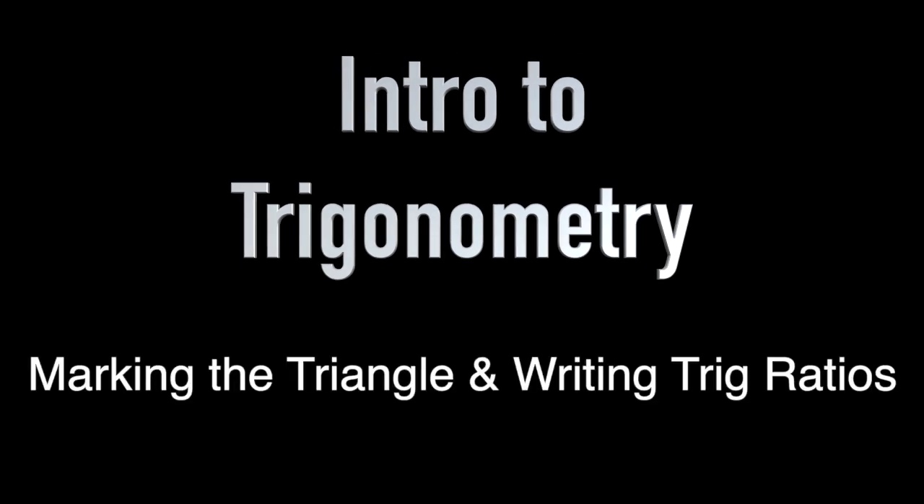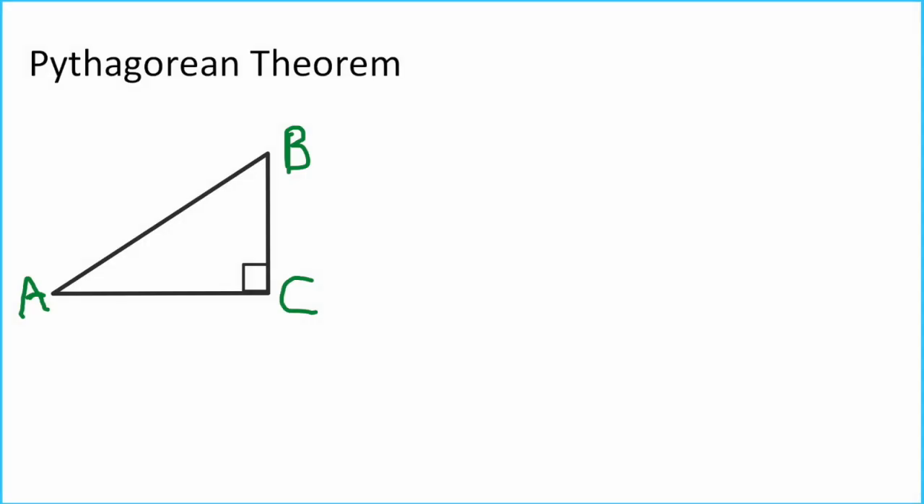Today we're going to go ahead and introduce trigonometry by looking at marking the triangle and writing trig ratios. So actually we're going to start by revisiting Pythagorean Theorem. So we've got our right triangle. With Pythagorean Theorem, you got to know where the hypotenuse is and where the two legs are.